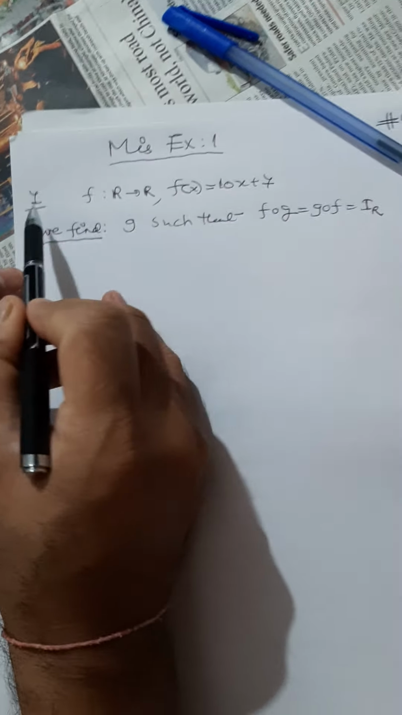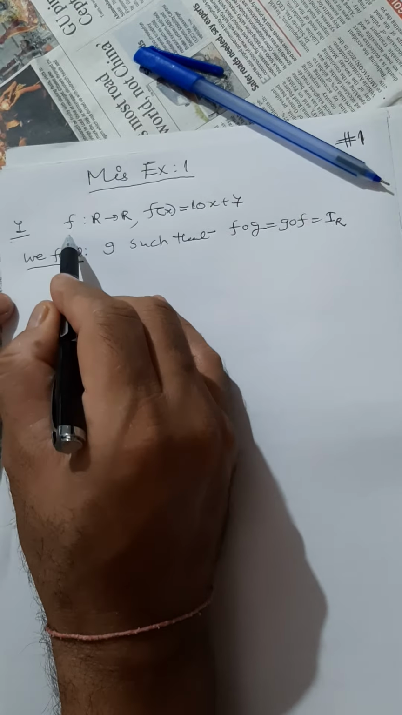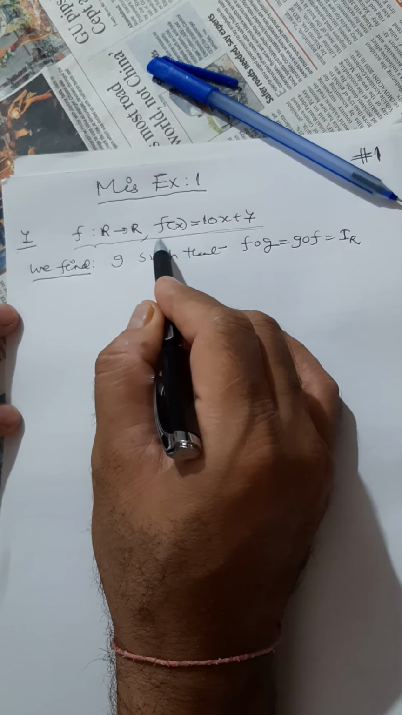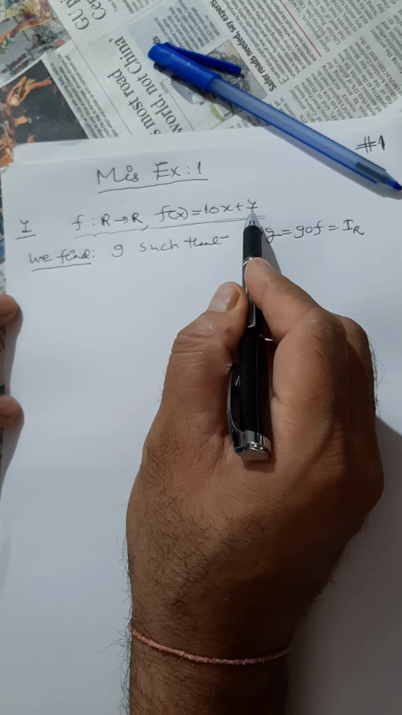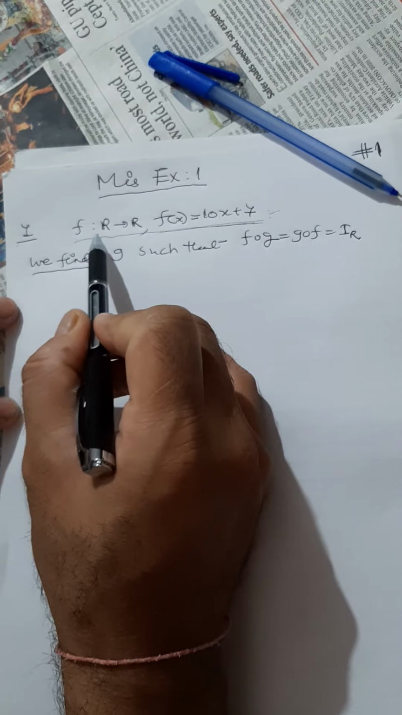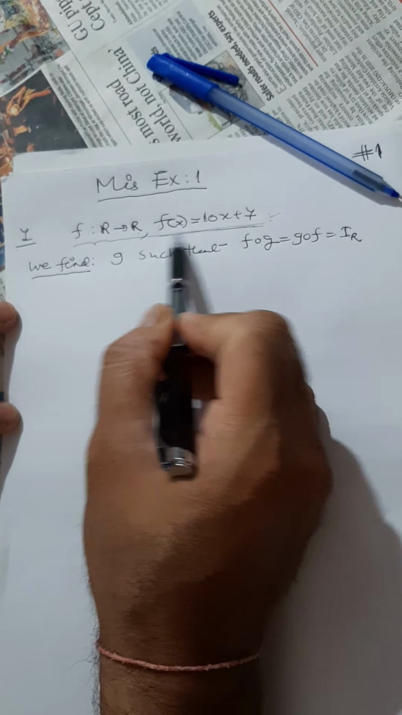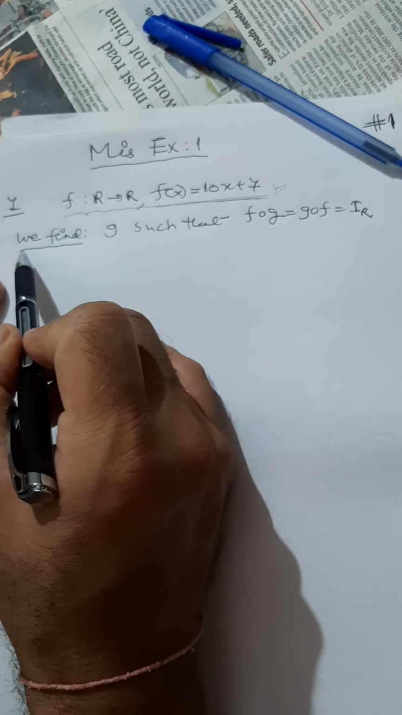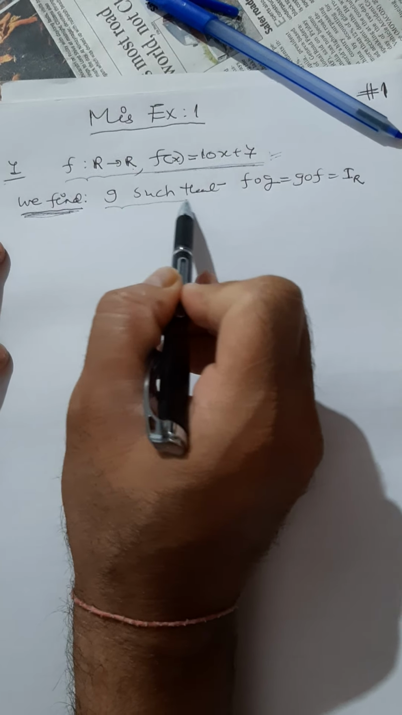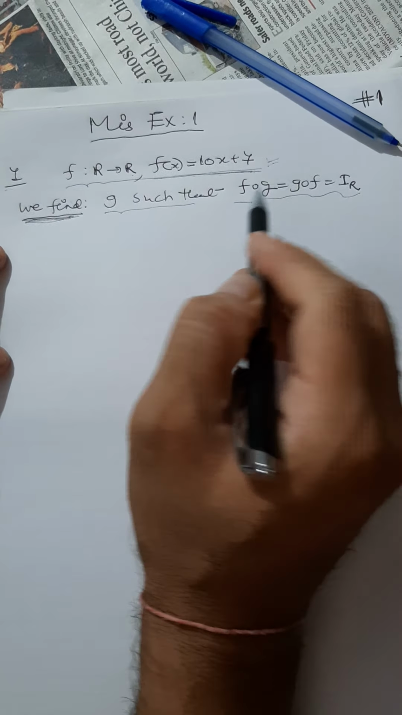Miscellaneous exercise 1. First question. You are given a function f, f(x) equals 10x plus 7. You know that this is a standard linear function from R to R, so it must be bijective, that we know. Now, what is the question here? We are asked to find a function g which satisfies this condition.